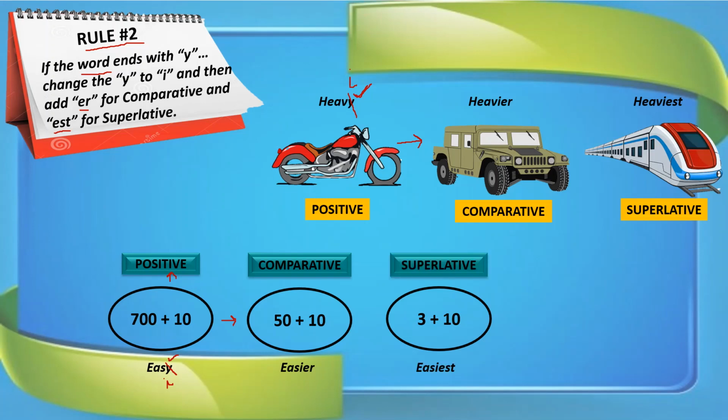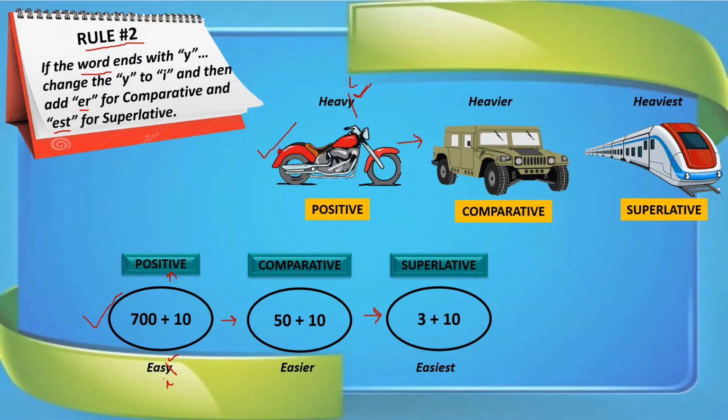easiest, right? So here, in the first example, the adjective of positive degree was heavy. In comparative, we converted it to heavier. And finally, for superlative, we made it heaviest. Similarly, in the second example, we had the adjective easy. For comparative, we made it easier. And for superlative, we converted it to easiest. So this is rule number 2.